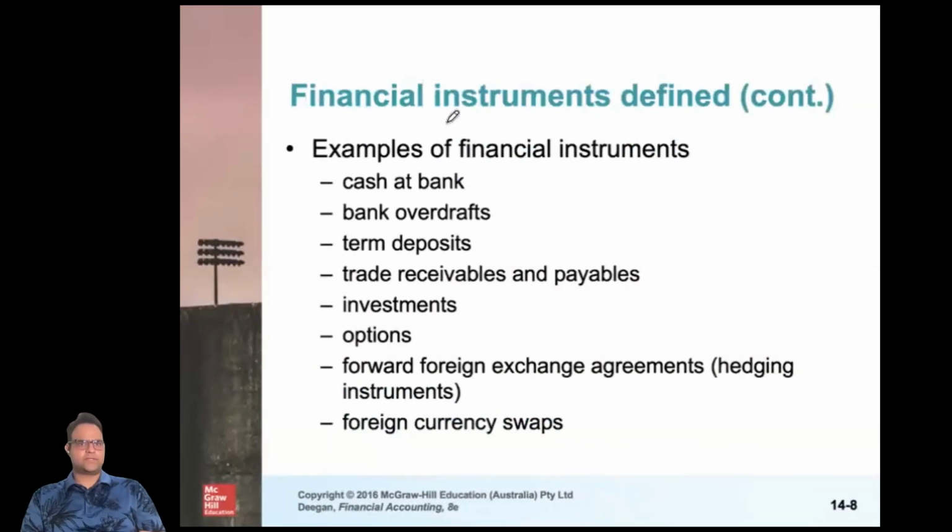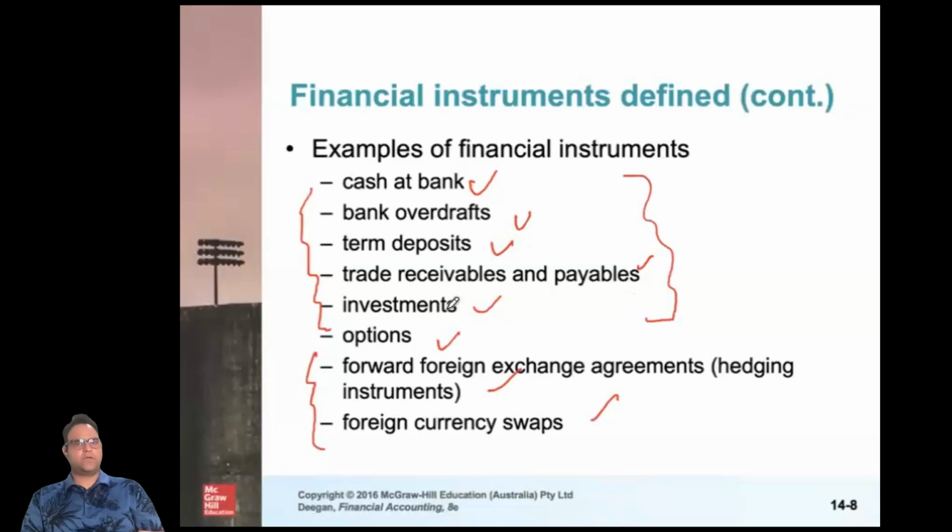A few of those we already discussed: receivable, payable, cash at bank, cash, bank overdraft, investment, option, future contracts, forward contract, currency swap. Some of these derivatives, like option, future contract, and forward, we will discuss in the next class or next video. Here it is mostly about the primary instrument, the equity or debt instrument, and how we're going to deal with that, how we're going to record these basic primary financial instruments.